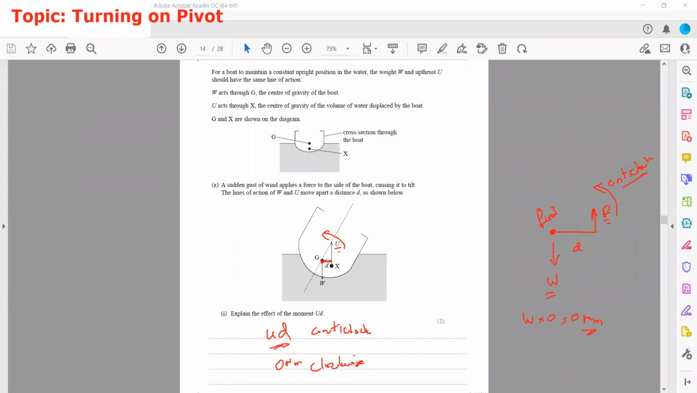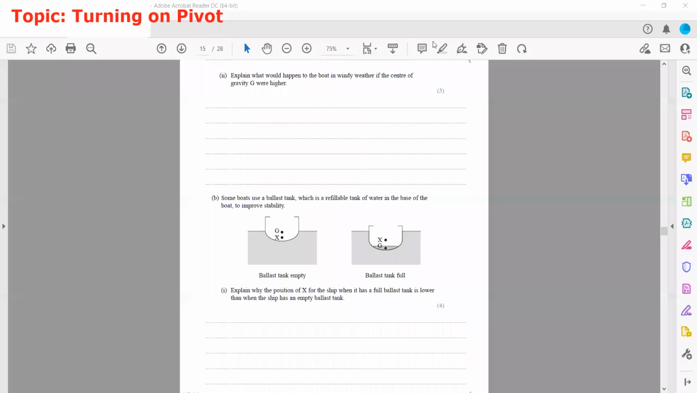So there will be an anti-clockwise moment, but the clockwise moment is 0 about point G, and as a result, the boat will return back to its initial position and it will reduce the tilt. So in this part, explain what would happen to the boat in windy weather if the center of gravity is higher. What will happen if the center of gravity is higher?